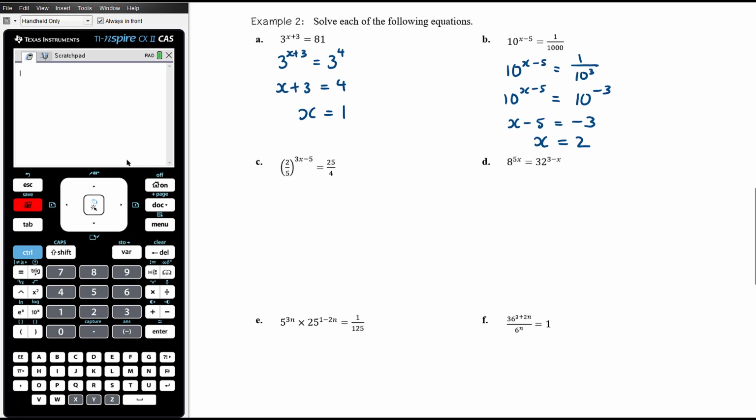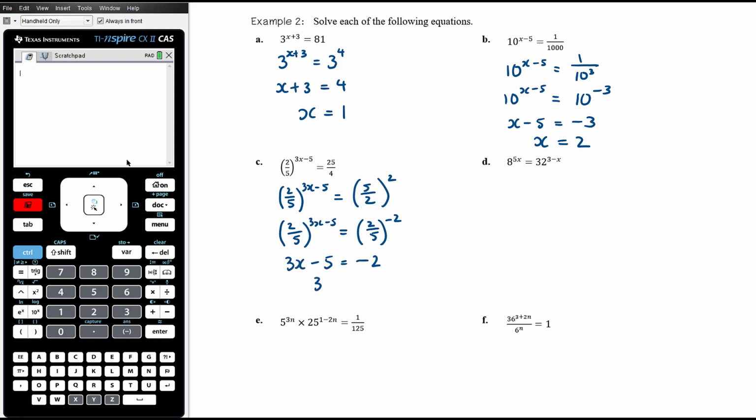Okay, part C. We want to try and write both sides with the same base. Now, the left-hand side has a base of 2/5. Now, this is 5 squared and 2 squared, so we should be able to get there as well. So this is 2/5 to the power of 3x minus 5. Now, this is 5 on 2 to the power of 2. So if I want to take the reciprocal, this is going to be 2/5 to the power of negative 2. Now I have the same base, so I can say that 3x minus 5 is equal to negative 2. We can add 5, so 3x equals 3, and therefore x equals 1.